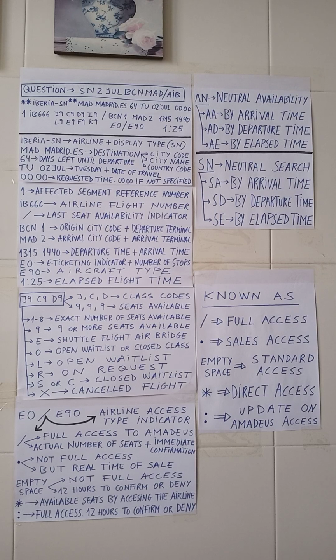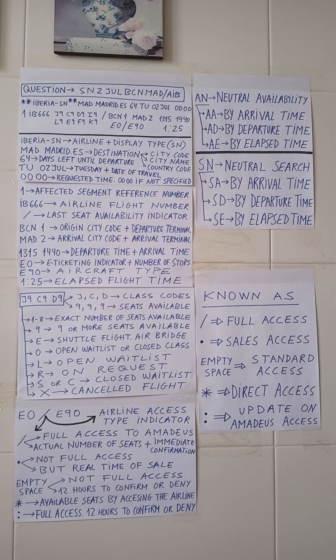Let's go. The question we ask Amadeus is the following. SN 2JULBCNMAD/AIB. After pressing enter, Amadeus will show us on the computer screen the information of all the flights that exist on July 2nd from Barcelona to Madrid with the airline Iberia.